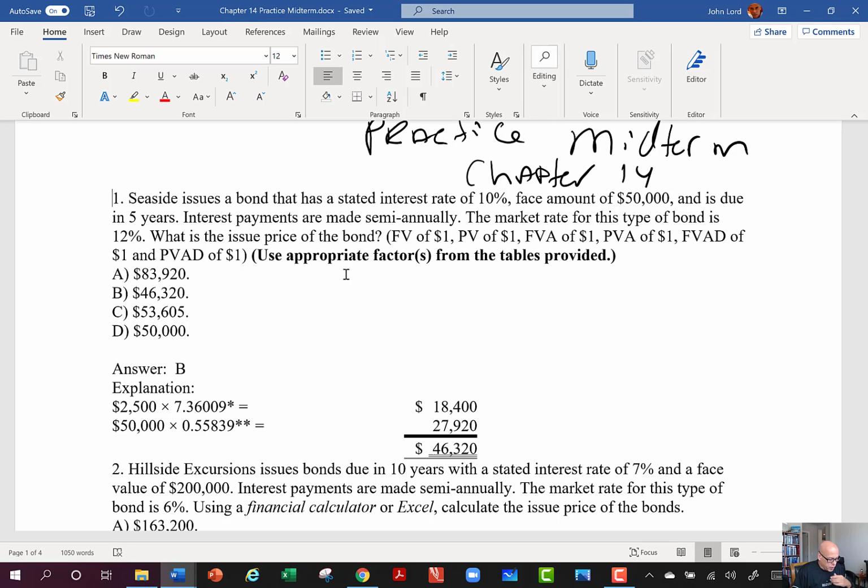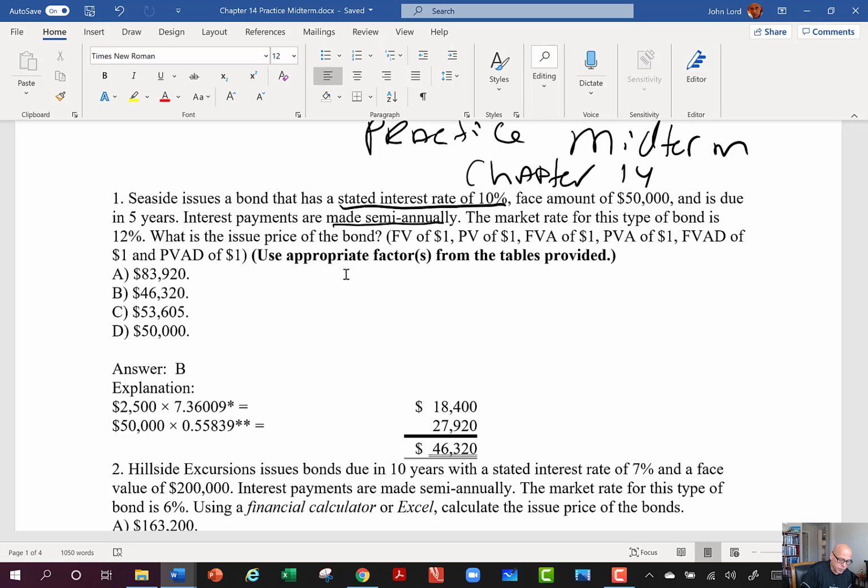Okay. All right, good. So we have this company that issues a bond that has a stated rate. Remember, stated rate, coupon rate, contract rate, all synonymous terms. That's what the bond is issued at, and that stated rate doesn't change. Face amount of $50,000 is due in 5 years. Interest payments are made semi-annually.